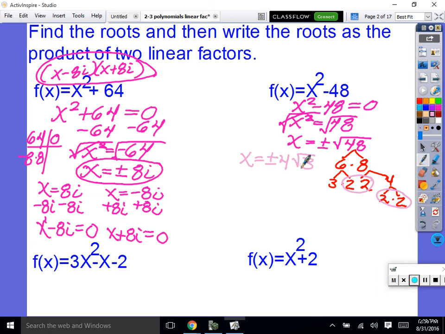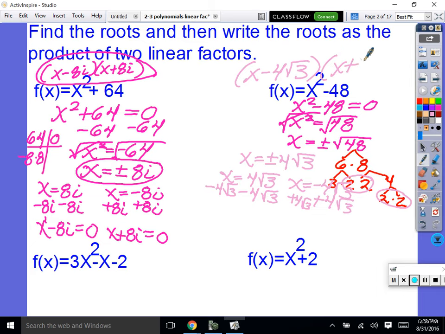So then writing it as a product of two linear factors, we have x is equal to 4 square roots of 3. We have x is equal to negative 4 square roots of 3. Linear factors are equal to 0, so minus 4 square roots of 3. So we're going to have x minus 4 square roots of 3 as one of our linear factors, right? Equals 0. Right here, what do we add? 4 square roots of 3.